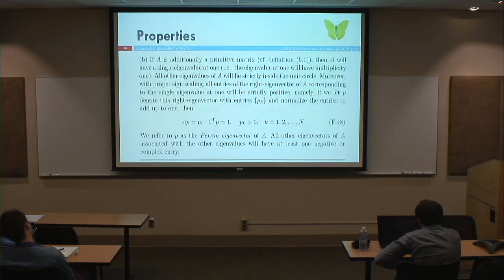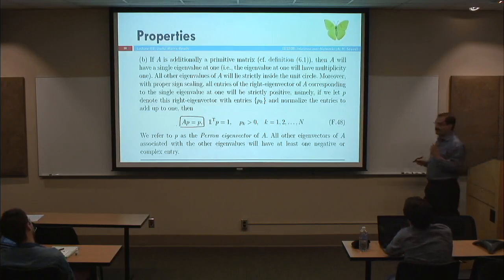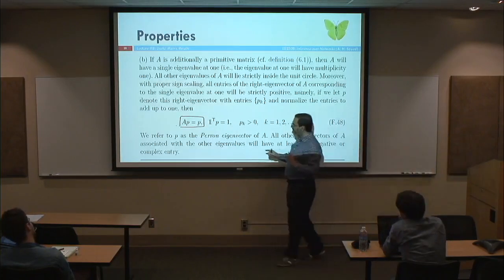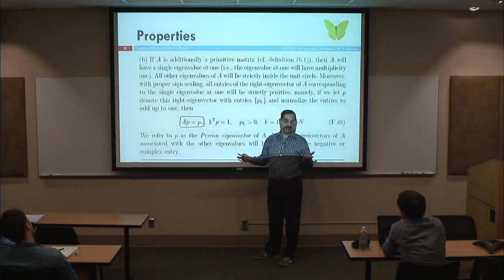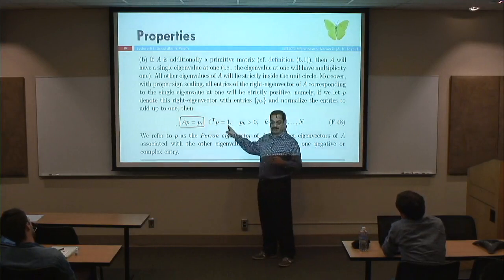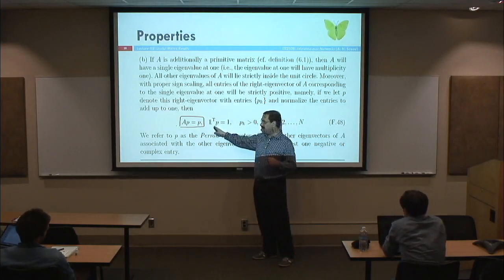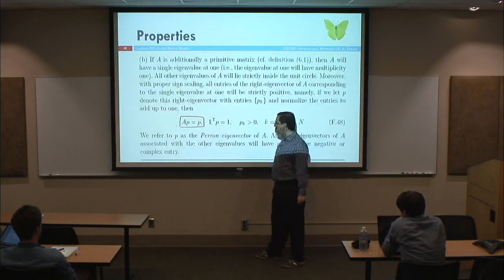So here it is. There will only be one eigenvalue at 1. Its eigenvector, I call it P. You can always normalize the entries of the eigenvector. I'm going to normalize them to add up to 1. This is what this notation means, right? 1 times P equals 1.